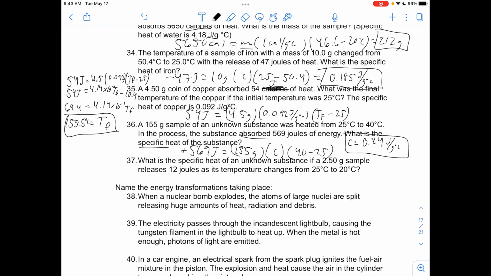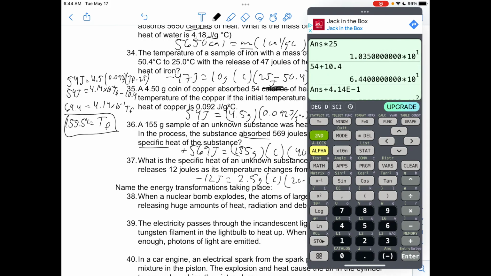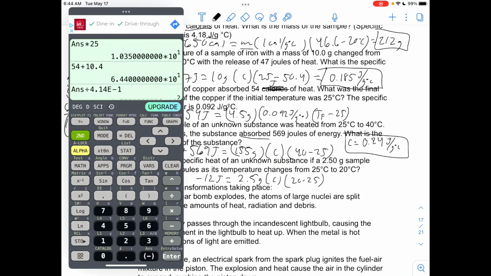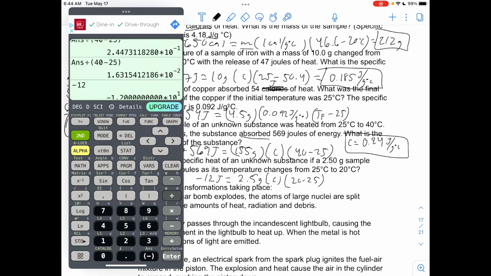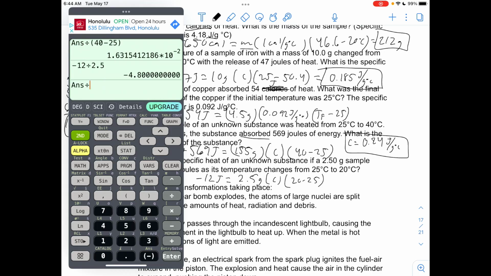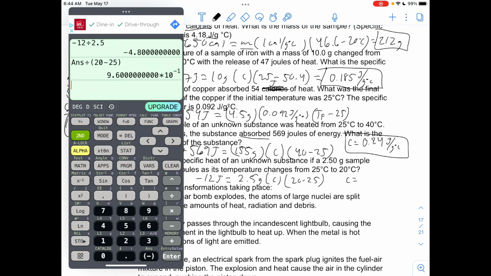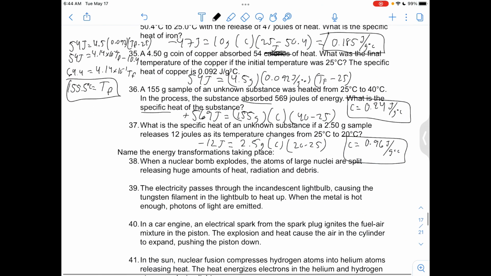Specific heat of an unknown substance. It releases 12 joules, so negative 12. Mass is 2.5 grams. Looking for specific heat, and it goes from 25 to 20. Final minus initial. Solving for C, I'm going to do negative 12 divided by 2.5 divided by 20 minus 25 to get C by itself. C is going to equal 0.96 joules per gram degree Celsius. So that's how you use Q equals mc delta T.